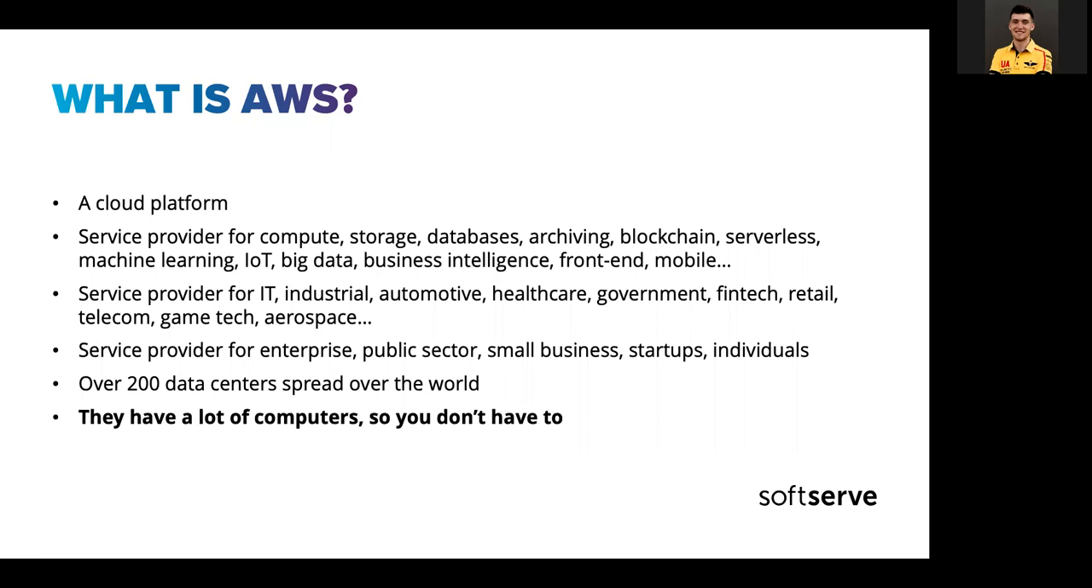Basically, AWS consists of over 200 data centers spread around the world, which means that Amazon owns a lot of computers in those data centers, and they own them, so you don't have to, basically. They exist to help you solve IT problems.